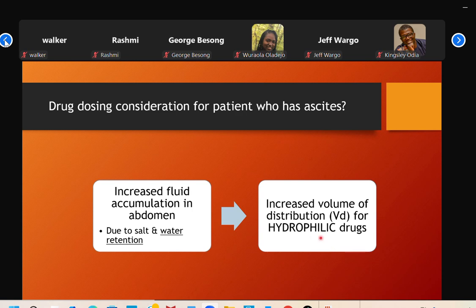And so the volume of distribution, where that drug is going to go, it's not going to stay in the vasculature. It's going to try to find that water, going to the area where there's ascites. And so you'll have less drug in your bloodstream, and the drug will not work as well because you don't have enough drug in your bloodstream, since it's going out to the other areas where there's water, like into the abdomen.